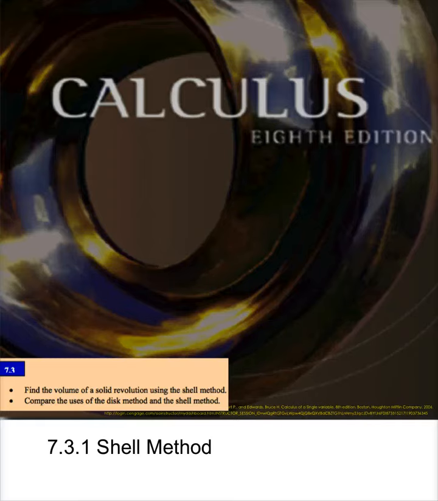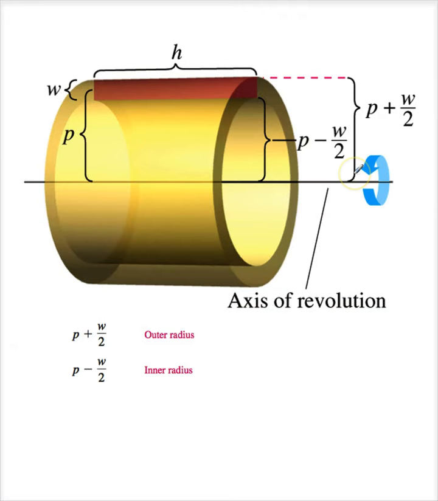Another method of finding volumes is the shell method. Suppose I have a long cylindrical shell. The length of that shell is h, and the width here is w. And let's let p equal the distance from the center of the shell up to the center of my rectangle here.